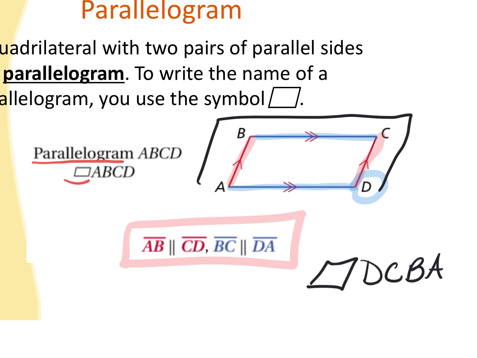Again, if you want to put it alphabetically, let's say you wanted to start at A, then from there I went A to B to C to D. I can't just jumble up the letters. It has to go around the edges in order.